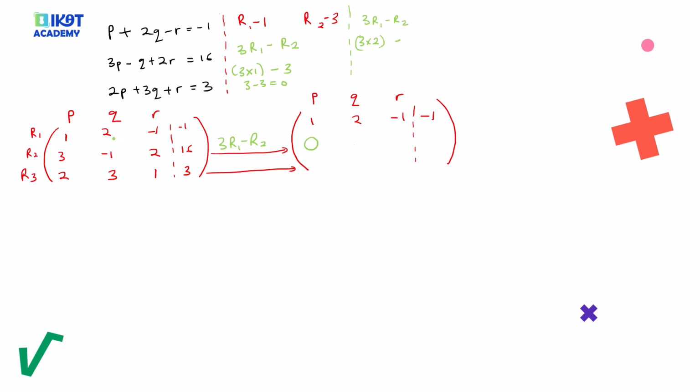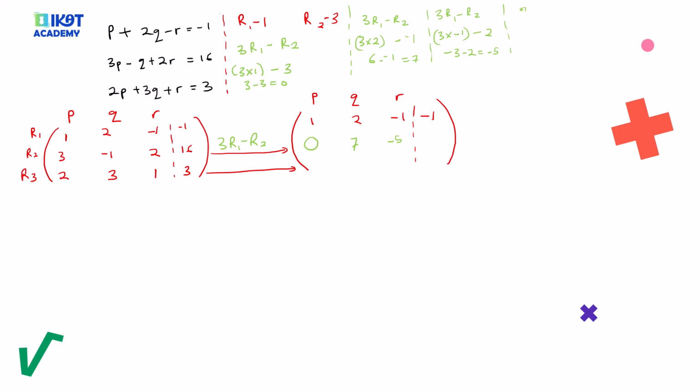So 3 times 2 minus R2. R2 is negative 1, so this is 6 minus negative 1, which is 6 plus 1. This becomes 7. Then I go to the next column, 3R1 minus R2. So 3 times R1 here, which is negative 1, minus R2 here, which is 2. So this is negative 3 minus 2, which is equal to negative 5. So this is negative 5.